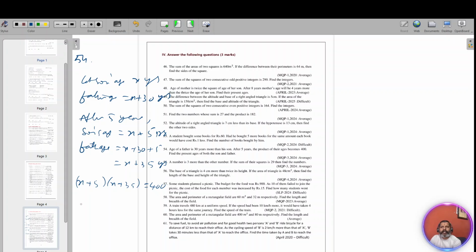Open the bracket, construct a quadratic equation. Quickly, let's see: x into x is x square plus 35x plus 5x plus 35 into 5 is 175, equal to 400. x square plus 35 plus 5 is 40x plus 175 minus 400 equal to 0. x square plus 40x minus 225 equal to 0. You solve this, you get the son's age as x because we assumed son as x. Father's age, you add 30, you will get the father's age.